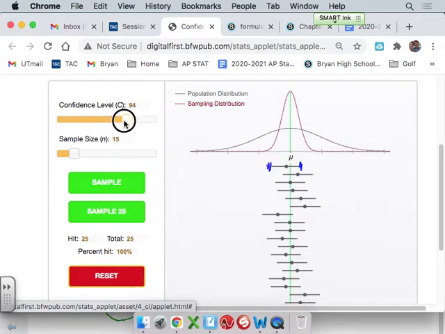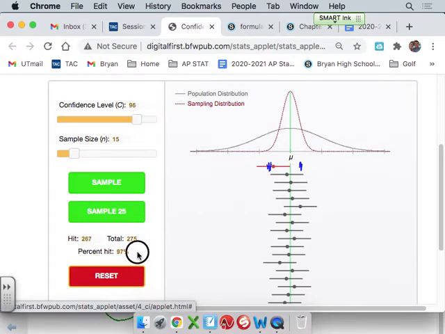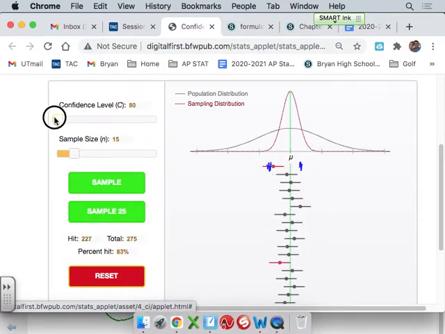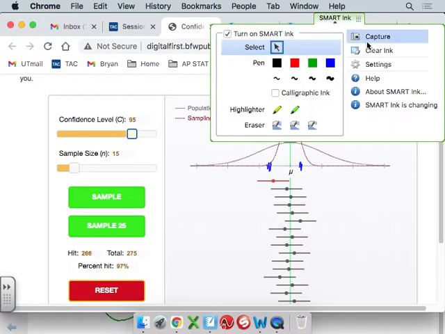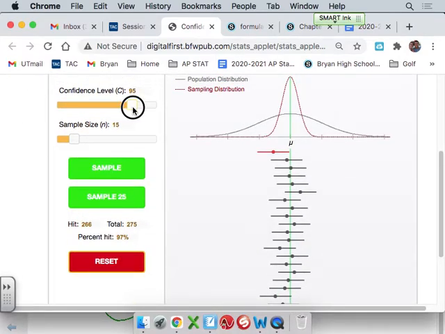To be more confident, if I increase my confidence, more of my intervals will hit. So as I increase my confidence, more percent will hit. You can see the percent hit goes up when I increase confidence, and goes down when I decrease confidence. But my margin of error changes, so there's kind of a pullback. The main thing to look at right here is confidence level: if I increase the percent hitting, my interval width has to get bigger.